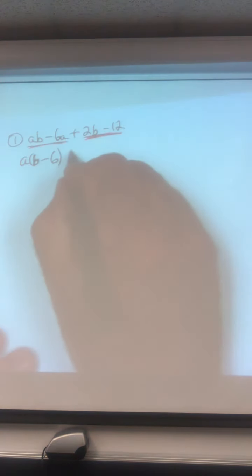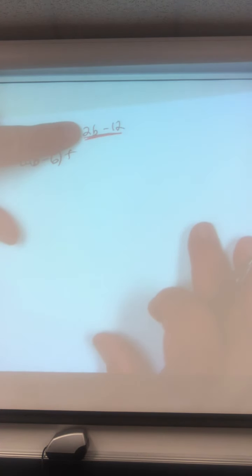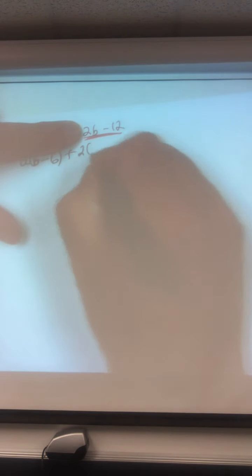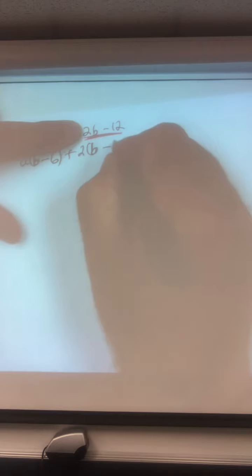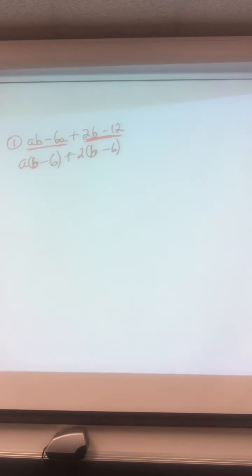Plus. Now look at the second group. What's the GCF in the second group? 2B minus 12. 2 goes into both of those. I'm left with B. 2 into 2B is B, minus 2 into 12 is 6. Now, if you cannot complete step 3, it's prime.